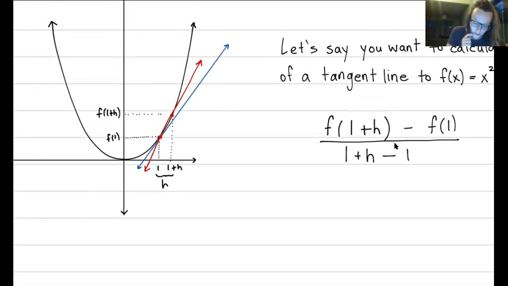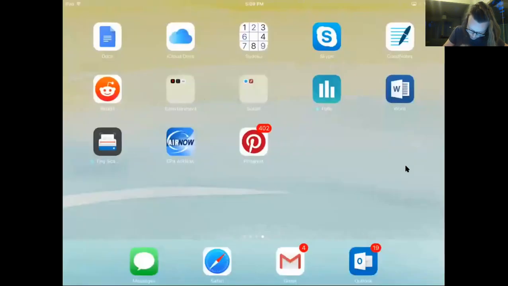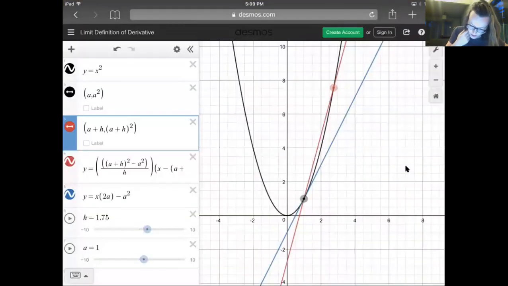Now, what I want to really talk about is if that h value gets smaller, right? If those 2 points get closer and closer together, that red line, the slope of it is going to get closer and closer to the blue line. So I put together a simulation here to kind of demonstrate that for you.